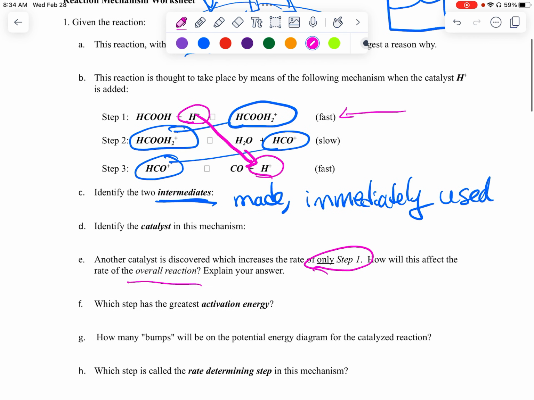Which step has the greatest activation energy? Well, again, that is that hill. Isn't the slowest step going to have the biggest hill? Yep. How many bumps will be on the potential energy diagram?